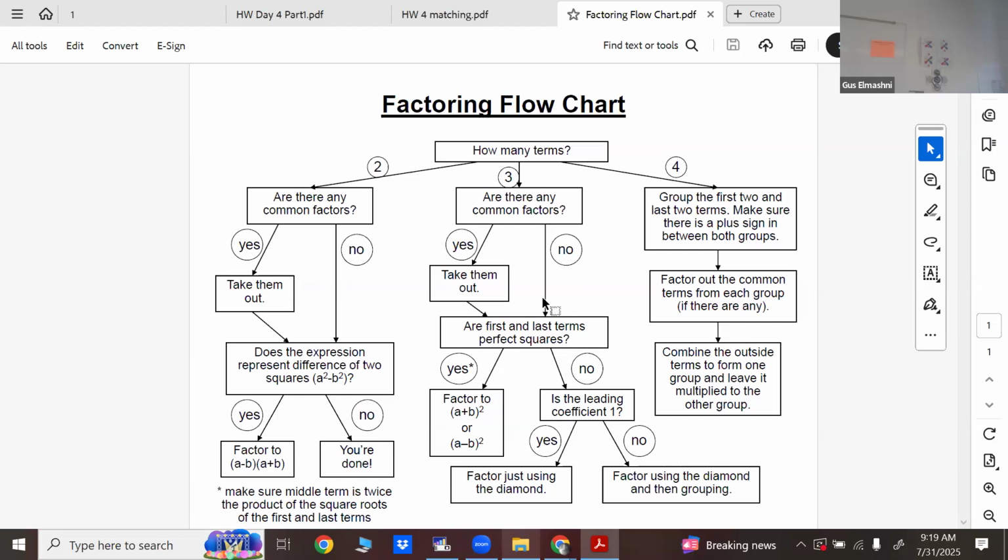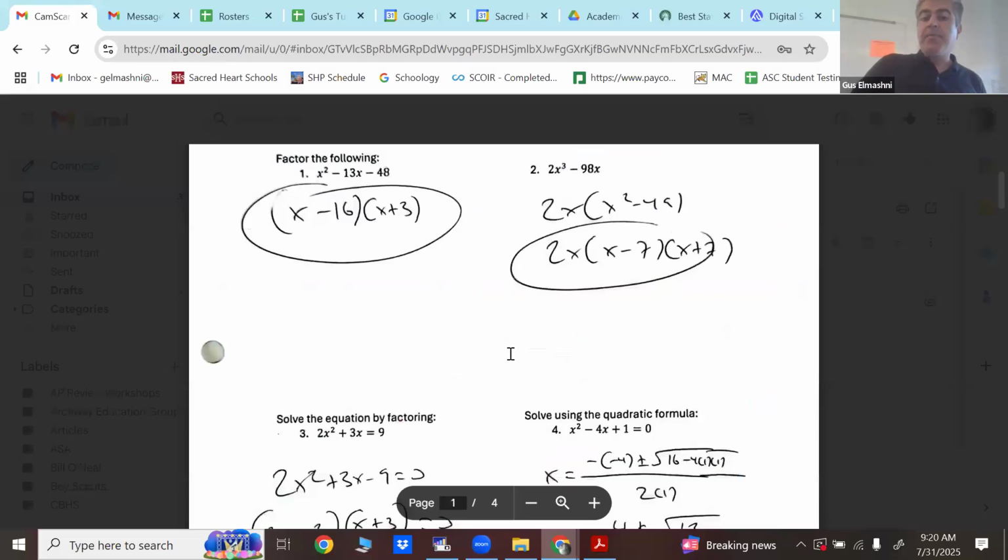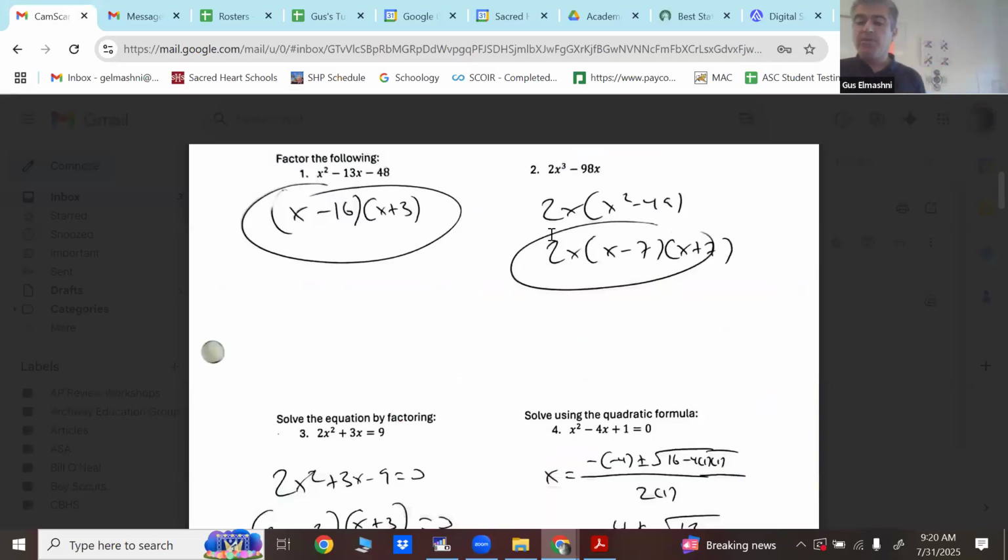Or if you have 3 terms, are there common factors to take out? If not, are the first and last terms perfect squares? For number 1, that was not the case. We had 48. So no. Then is the leading coefficient 1? Yes, then just use the sum and product and you're good. So that's something that could help us with factoring, if you think that will be beneficial.